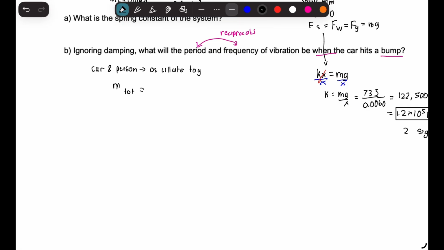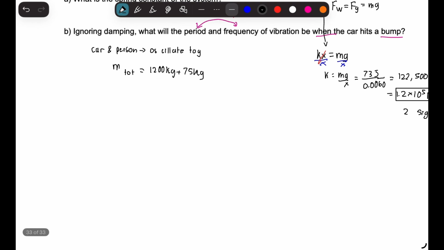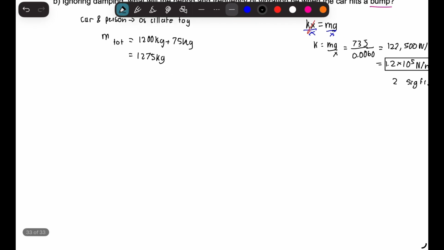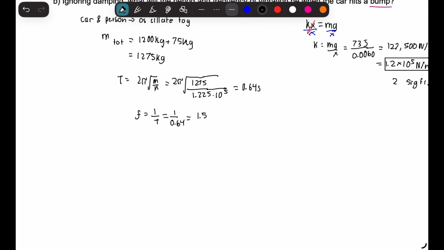So your total mass of your system is 1,200 kilograms plus 75 kilograms. That's the car and the person. So 1,275 kilograms. Now we'll use the mass-spring period. So we have that period is equal to 2 pi square root of m over k. That's just 1,275 over 1.225 times 10 to the power of 5. And that's equal to 0.64 seconds. So for frequency, that's equal to 1 over T. And that's equal to 1 over 0.64, which is 1.56 hertz.